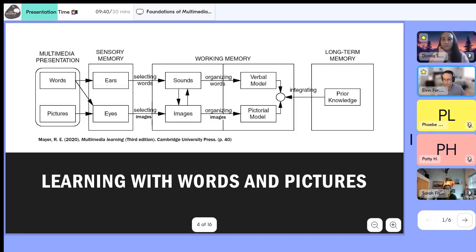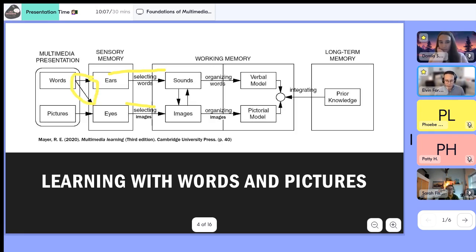This is what happens when you see your e-learning. And these are the processes happening. You select words and images, you organize them into models, and you integrate them into a model that's full, which you encode, right? So there's a lot more to it, but there's two channels, right? There's the words, and then there's the images, and different things are happening here.